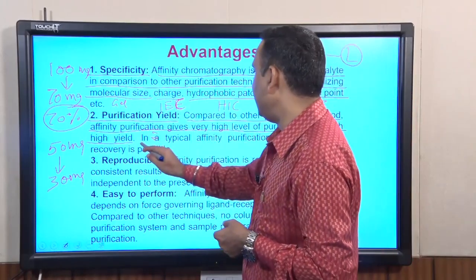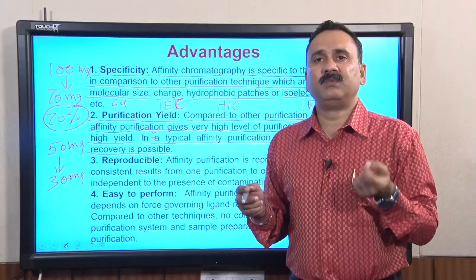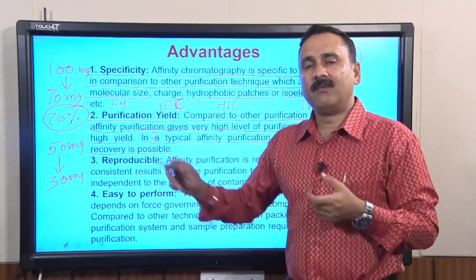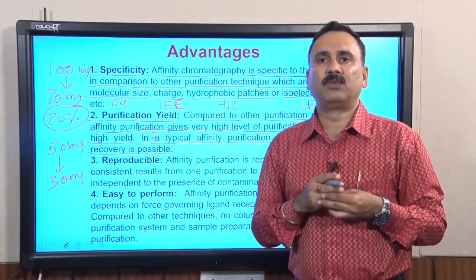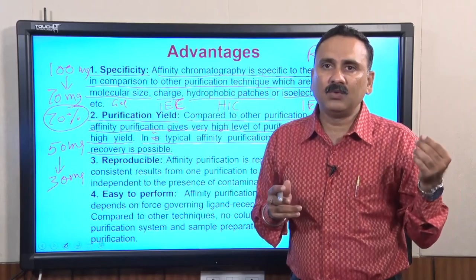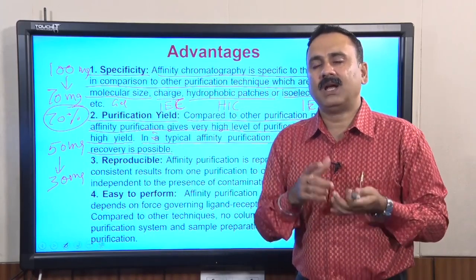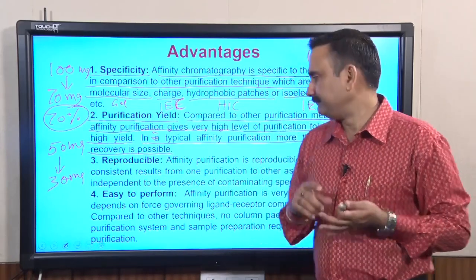So in typical affinity chromatography purifications, more than 90% recovery is possible because it is very, very exclusive. It will bind every molecule that is produced in your host cells. Compared to that, in ion exchange chromatography, you may have to lose some of those proteins because you do not want to add the impurities. The purpose of purification is that you discard the impurities and keep the protein of your interest.